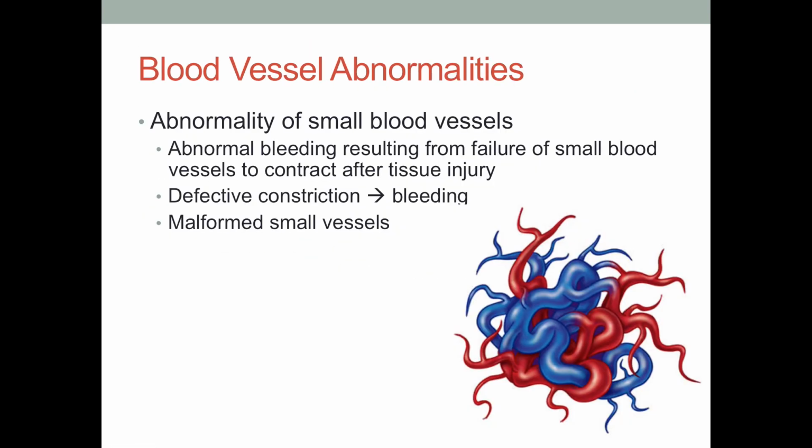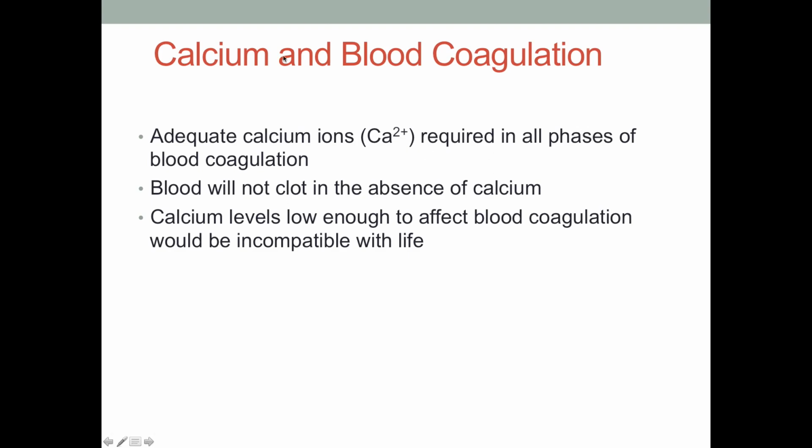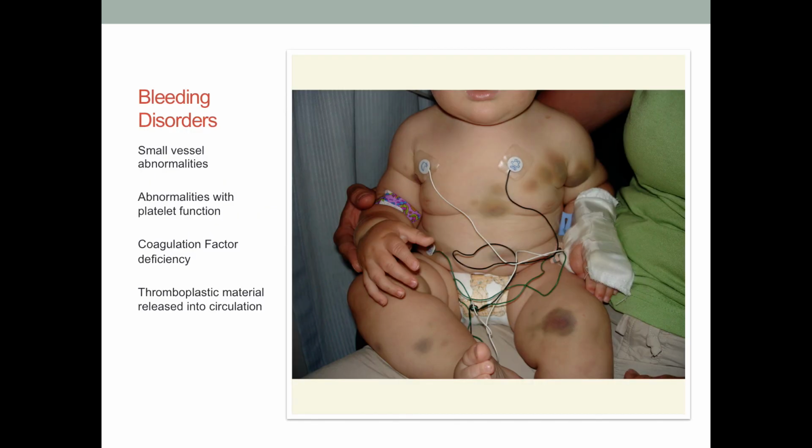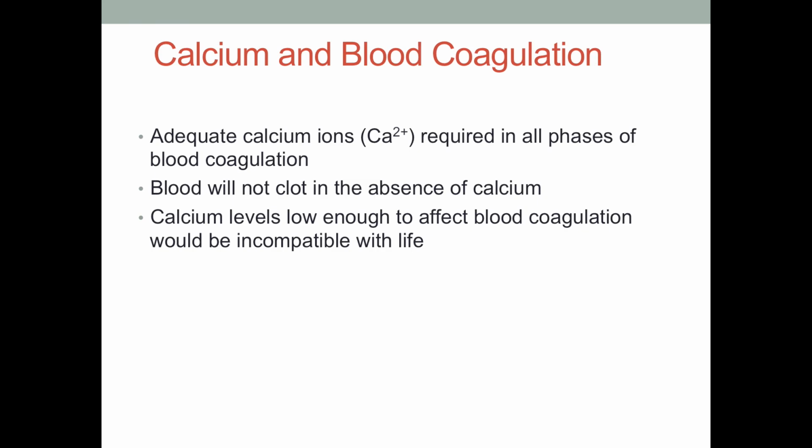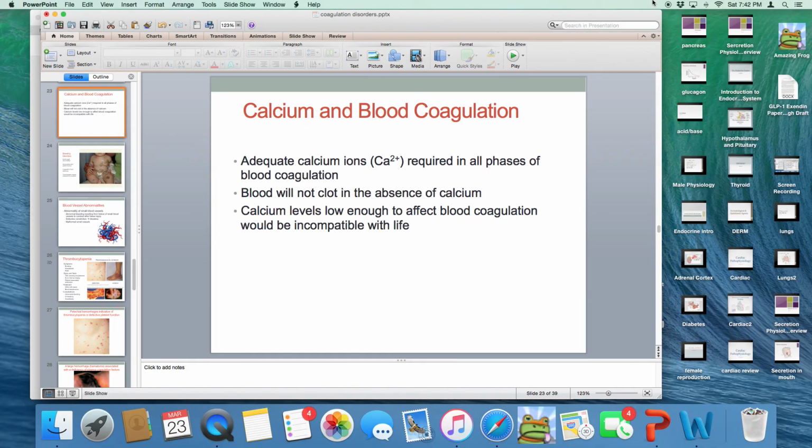Again, the final thing that you need to form a clot is calcium. You need it at every stage. Blood will not clot without calcium, but if you didn't have enough calcium to form a clot, you would not have enough calcium to have a heartbeat. So the only time you'll really have to worry about this is when you're in the lab, if you have to add calcium to blood samples to test coagulation. Okay. So this is where we'll end now, and then we'll go into the pathologies in the next lecture.